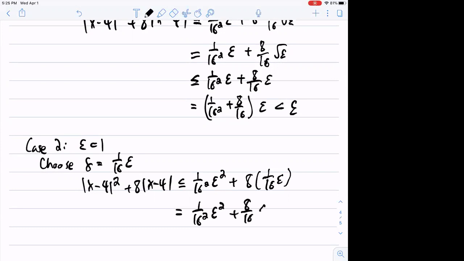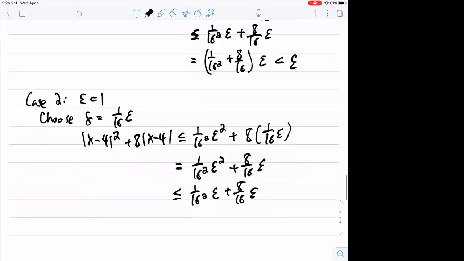Again, epsilon is smaller than 1. So what happens when you square something smaller than 1? It's smaller than the original, again half squared is a fourth. So this is smaller than if I just replace epsilon squared with epsilon. And again, you get this is smaller than epsilon. So let me just write equal. Eight over 16. Yeah, and then you're done.